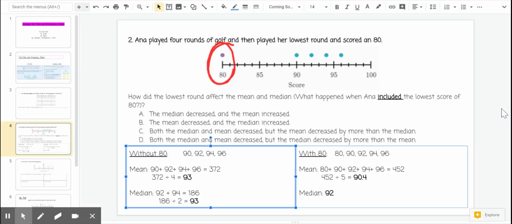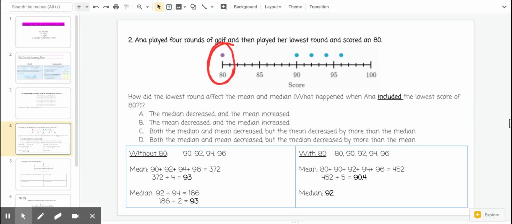So here, without the 80, I've got our data here. Here I've got it adding the 80 in. So without the 80, if I figure out the mean, it's 93. With that 80, my mean goes down to 90.4 because now it has to include that data point. My median without the 80 is 93. My median with that 80 is 92 because now I'm finding that middle number.